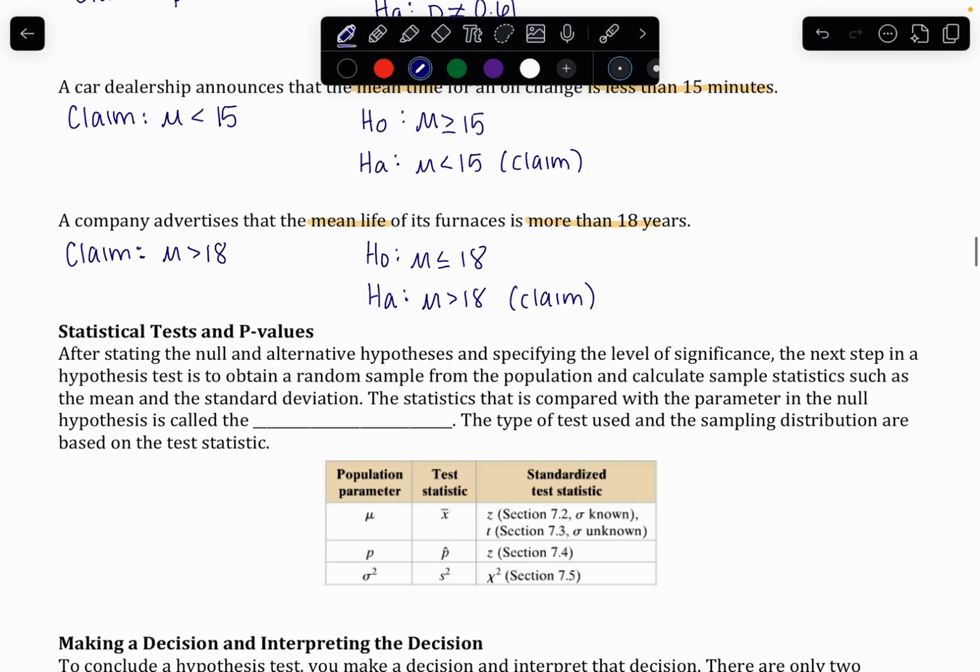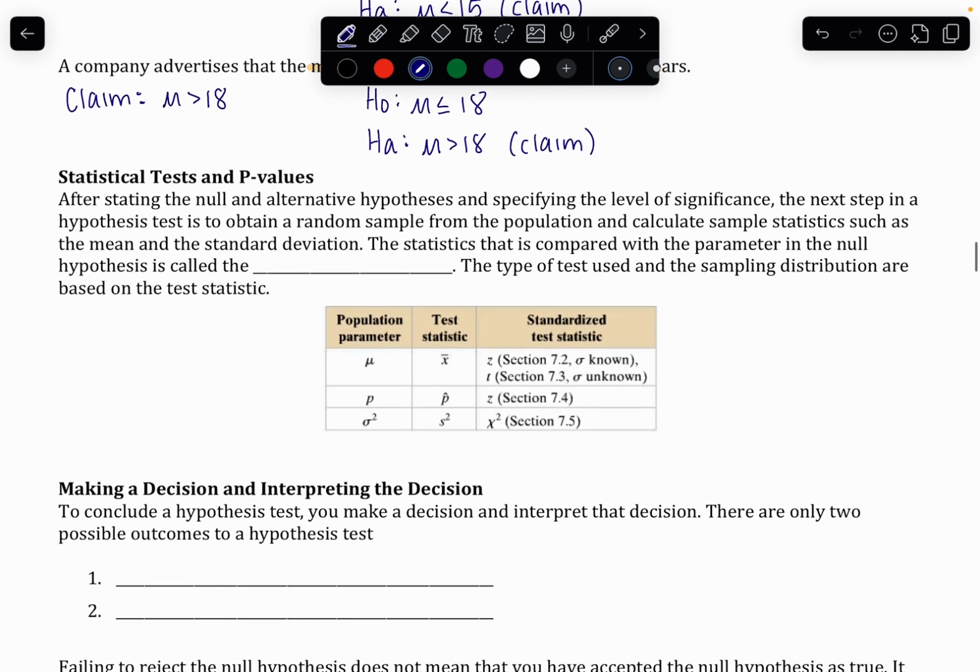Okay, so then we're going to look at statistical tests and p-values, and actually we're not going to talk about p-values in this section. After stating the null and alternative hypotheses and specifying the level of significance, which we'll talk about what that means later, but that is going to be alpha, the next step in a hypothesis test is to obtain a random sample from the population and calculate the sample statistics such as the mean and the standard deviation. The statistic that is compared with the parameter in the null hypothesis is called the test statistic.